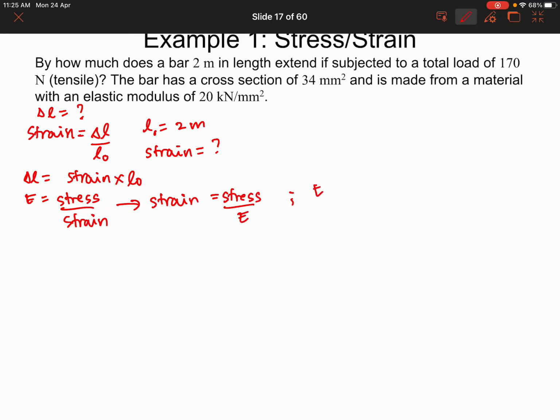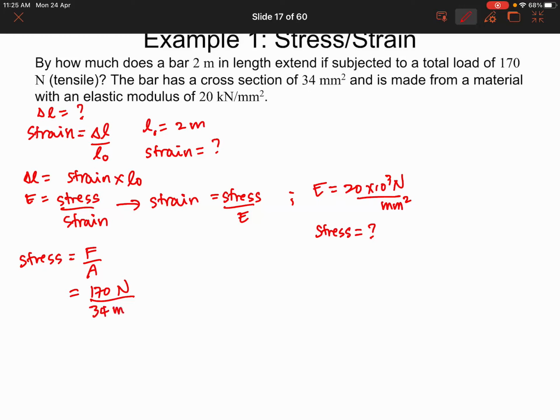So the elastic modulus is given as 20 times 10 to the 3 newtons per millimeter squared. Okay. But we do not know the stress, right? We don't know the stress. So for us to know the strain, we need to know the stress. Stress is defined as force over area. Well, in fact, the force is given. The force is 170 newtons tensile, and the cross-sectional area is 34 millimeters squared.